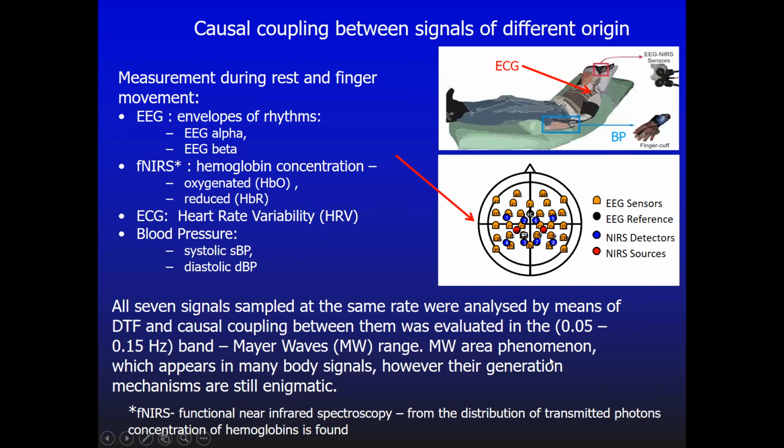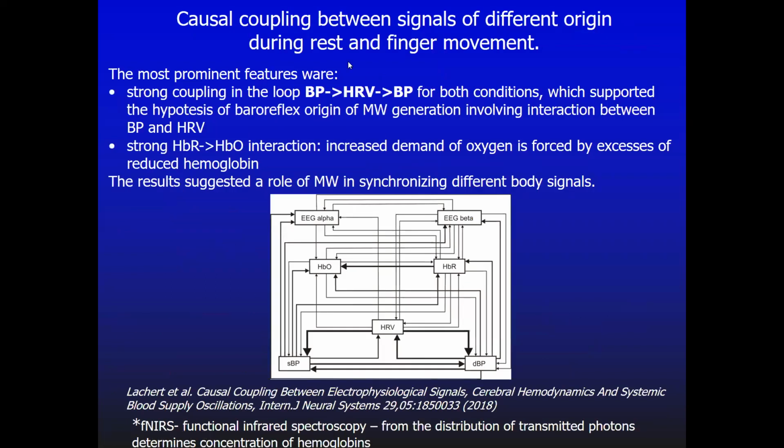Mayer waves are an interesting phenomenon. They appear in many body signals. However, their generation mechanisms are still enigmatic. Okay. So this scheme is for the rest stage. I don't show the movement because in fact they are quite complicated. So we can see that there are many reciprocal connections, and especially the propagation from blood pressure signals is rather strong.